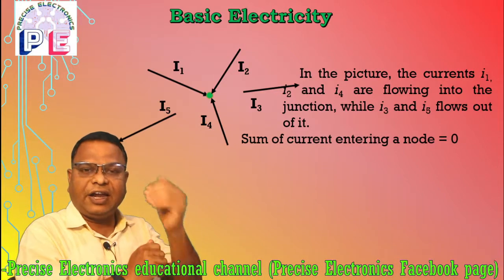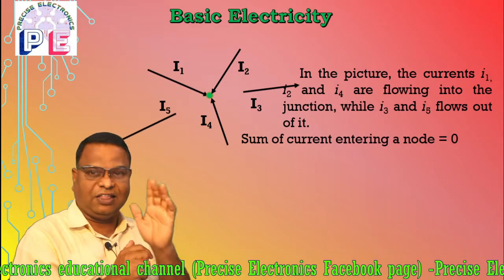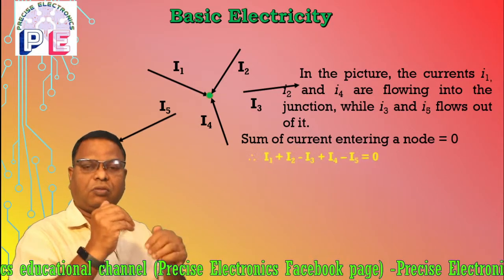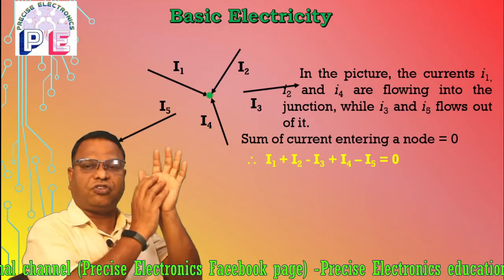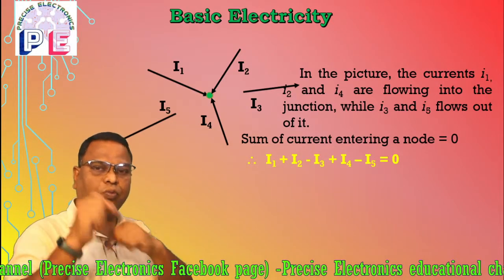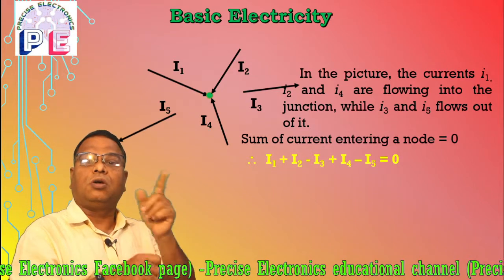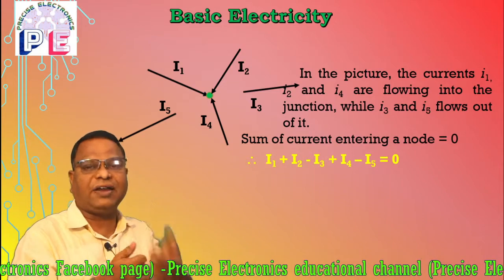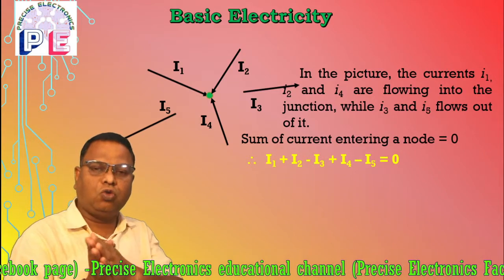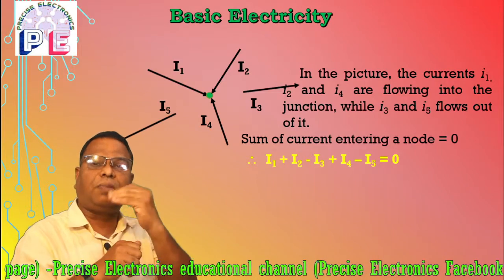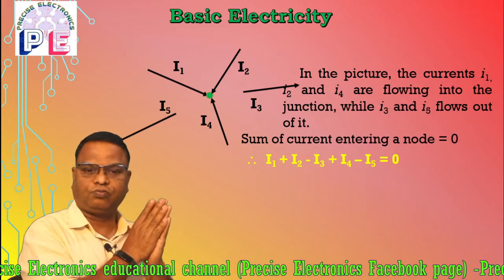So the currents entering the node are I1 plus I2 minus I3. Actually it is a plus sum, but I3 is negative because it is a current moving away from the junction. So I1 plus I2 minus I3 plus I4 minus I5. So what is our equation? I1 plus I2 minus I3 plus I4 minus I5 is equal to 0.